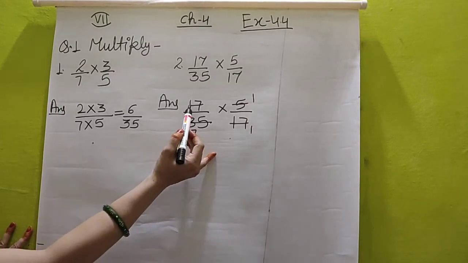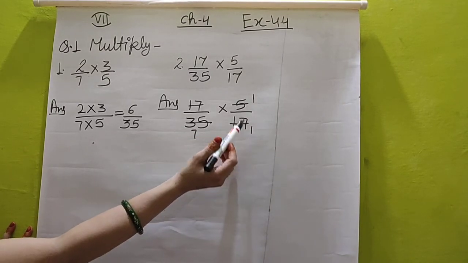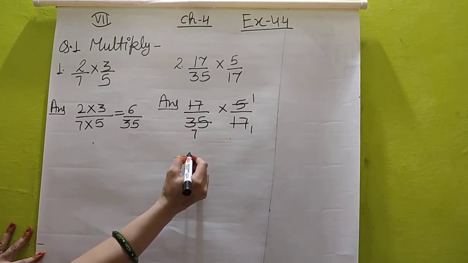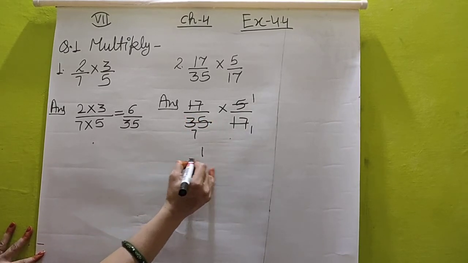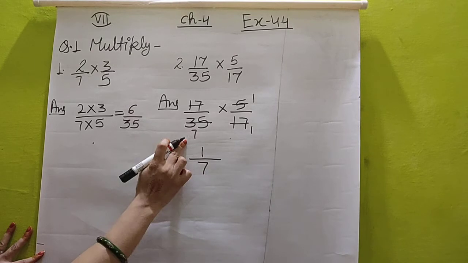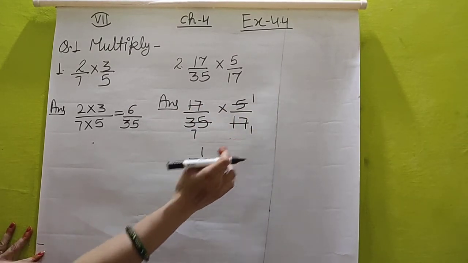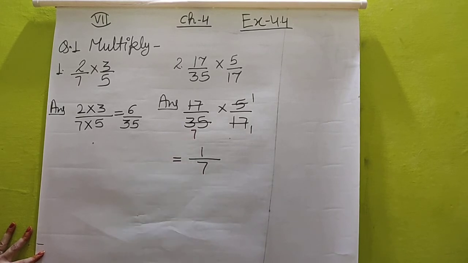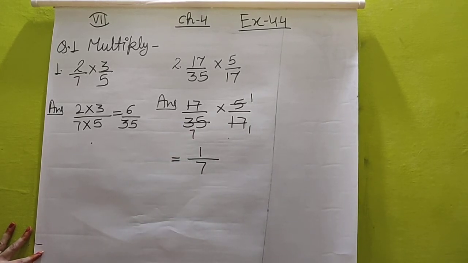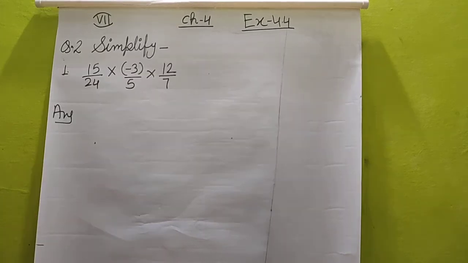Now here 17 ones are 17, I have cut it, and 5 sevens are 35. Now upside is 1 and downside what is there? 7, because 1 multiply 1 will be 1 and 7 multiply 1 will be 7. So 1 upon 7 will be your answer. Now students, question number 2.